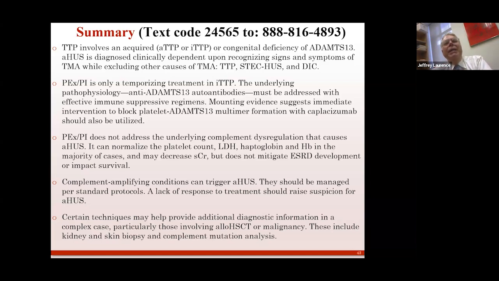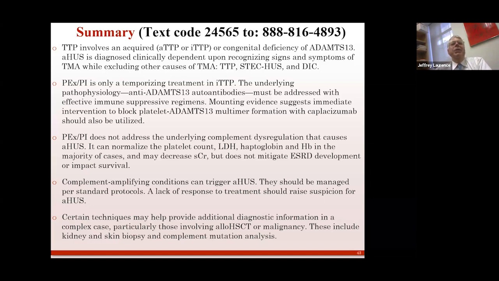Plasma exchange does not address the underlying complement dysregulation that causes HUS. As I showed you in slides from Duke and Harvard, it can normalize the platelet count, the LDH, the haptoglobin, and the hemoglobin, and may also decrease the creatinine, but it does nothing to mitigate development of end-stage renal disease and does nothing to impact survival.